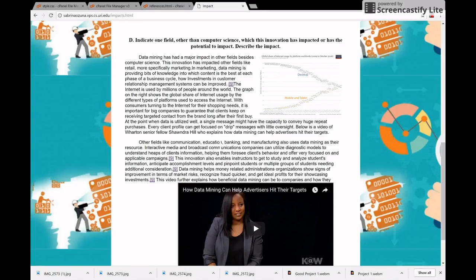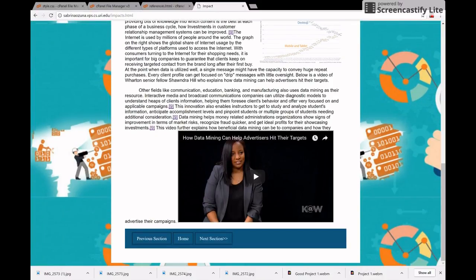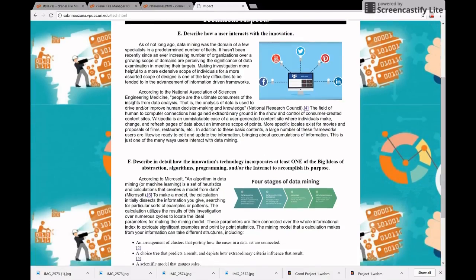This innovation also enables instructors to study and analyze students' information, anticipate accomplishment levels, and pinpoint students or multiple groups of students needing additional consideration. And of course, the video below further explains how beneficial data mining can be to companies and how they advertise their campaigns. Here we have the technical aspects.